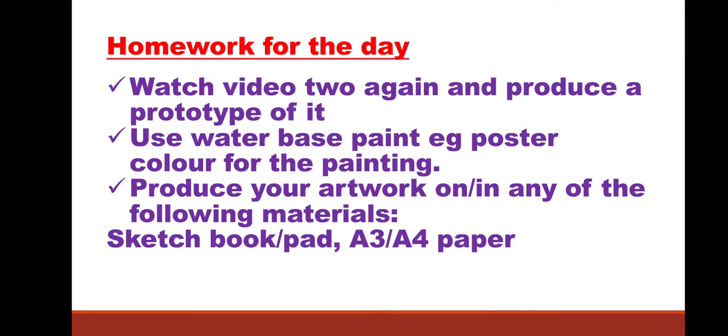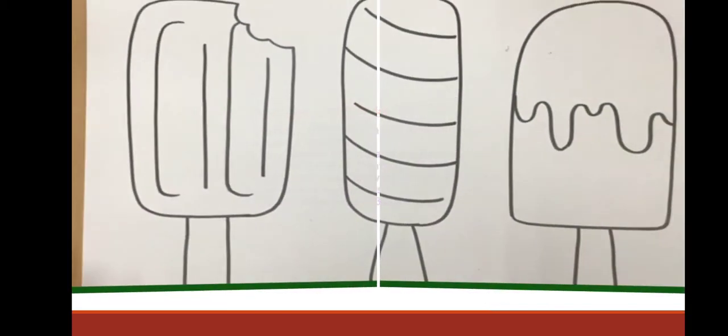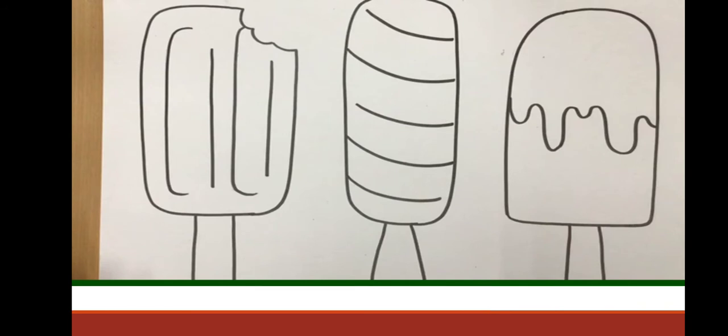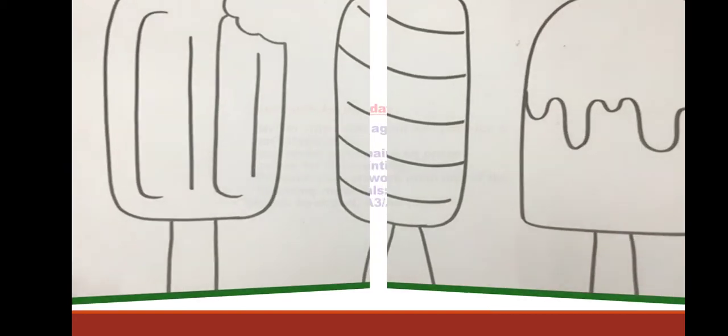Now our homework for today. We are to watch video 2 again and produce a prototype of it. So this is video 2. What we need to do here is that the outline of the shapes we see on the paper or on the screen, we are going to draw the same thing in our sketchbooks or on our A3 or A4 papers. After that, let's observe the colors the artist used in the video and do the same thing in our sketchbooks or on A3 or A4 papers.